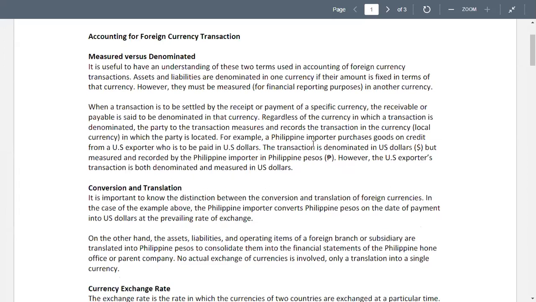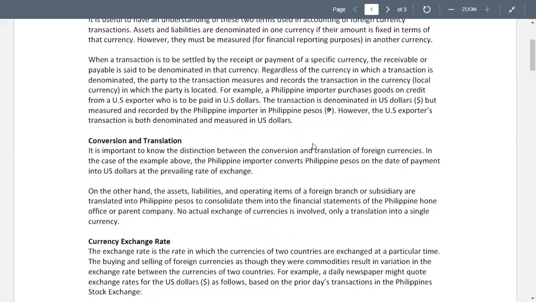So we now go to conversion and translation. It is important to know the distinction between conversion and translation of foreign currencies. In the case of the example above, the Philippine importer converts the Philippine pesos on the date of payment into US dollars at the prevailing exchange rate.